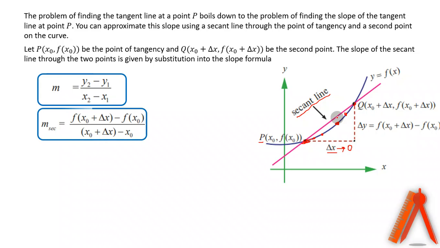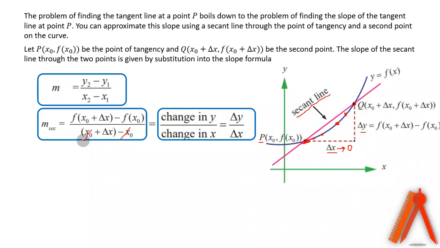Over here the slope is equal to y2 minus y1 upon x2 minus x1, on the secant line. The slope of the secant line is given by this. Now here the delta y is nothing but f of x naught plus delta x minus f of x naught. Just plug in this value over here, and the delta x is x naught plus delta x minus x naught, so we can cancel these.